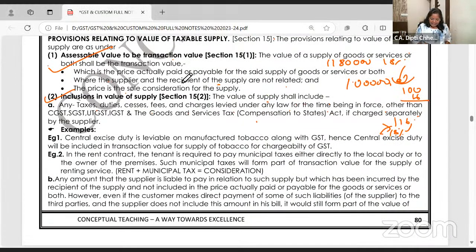I'm charging rent, and 10,000 is the municipal tax. That's also a part. So all the taxes other than GST we have to add. It is not theoretical knowledge, it's practical. Enjoy, and when we solve questions it will become clearer. Like excise duty is leviable on tobacco, hence excise duty will be included.